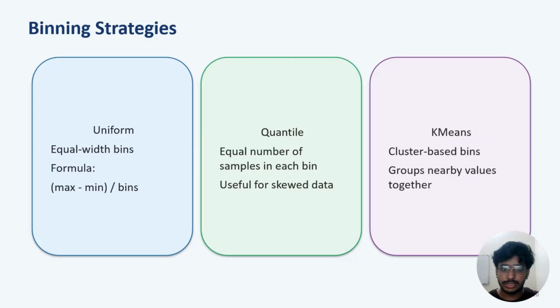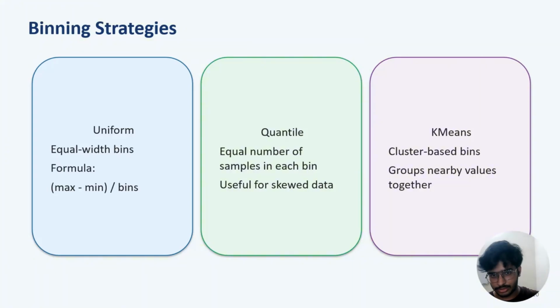Quantile strategy creates bins with almost equal numbers of data points. For example, if there are 100 samples in 5 bins, then each bin will contain around 20 samples. This is useful when values are not evenly distributed. For example, if most passengers paid a low fare and only a few paid a very high fare, quantile binning can handle this better. Get it?